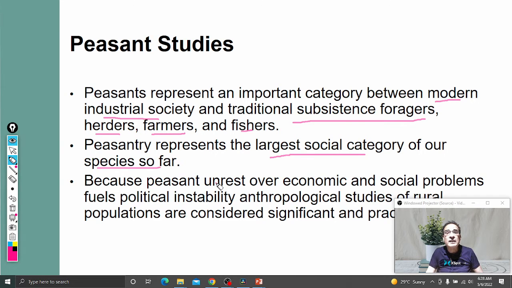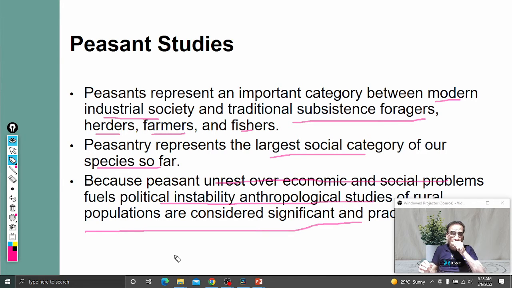Because peasant unrest over economic and social problems fuels political instability, sociological studies of rural populations are considered significant and spread in different areas. So this is a study of culture, because peasant culture is the major culture as compared to the other cultures.